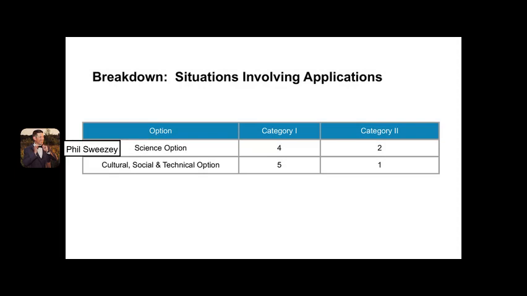This breakdown shows that those taking the CST option only have one complex long answer question, whereas the science option students have two. This is just for the long answer part C section.